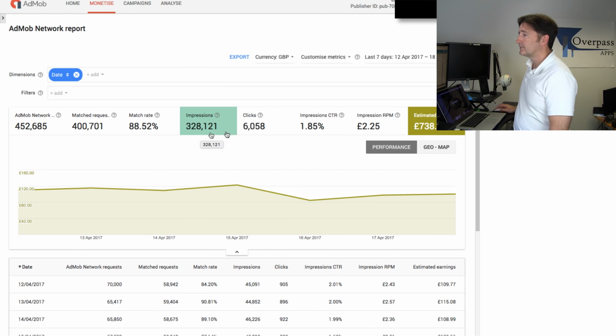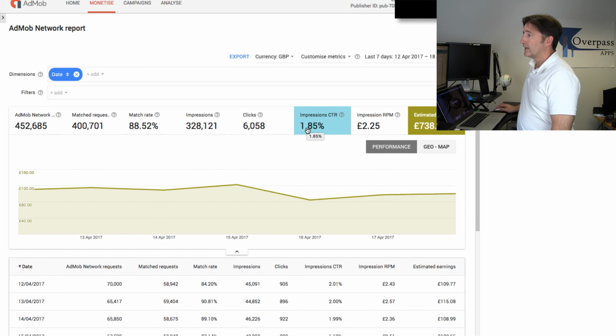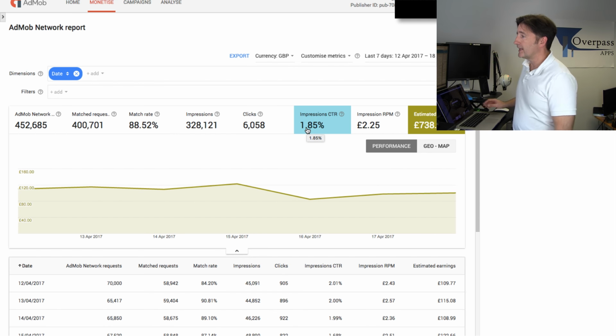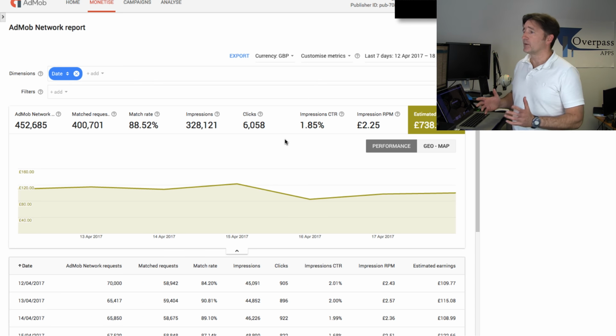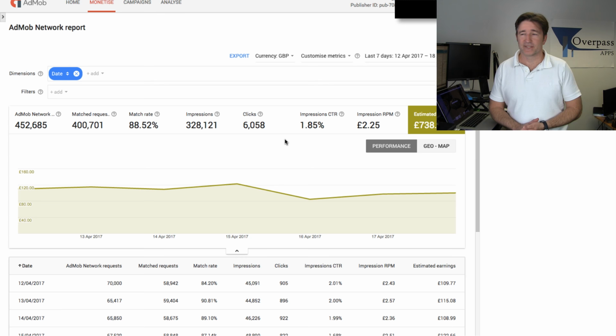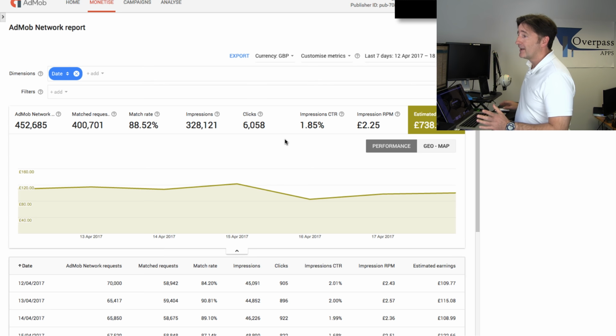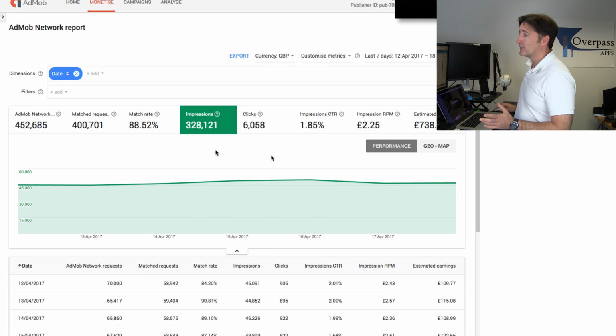328,000 impressions, 6,000 clicks, click-through rate of 1.85, and an average RPM of 225, and the earnings of 738. So that's over the past week. Now, the thing about AdMob and RPMs is that there's only so much that I have control over. I have no control over the RPMs.